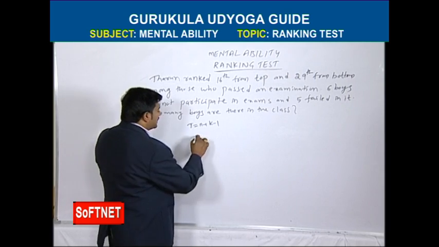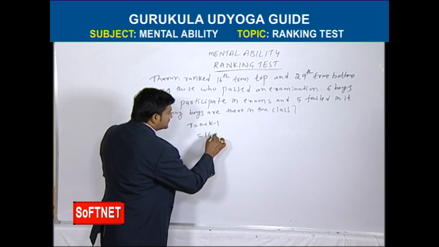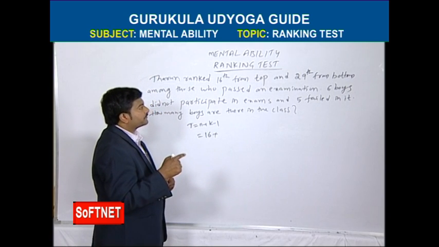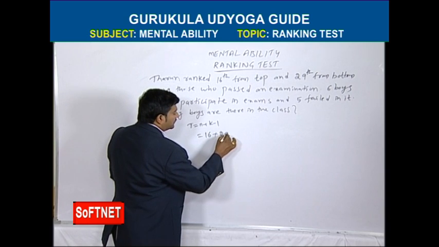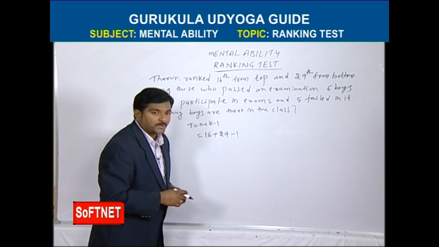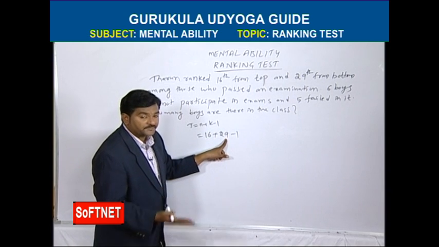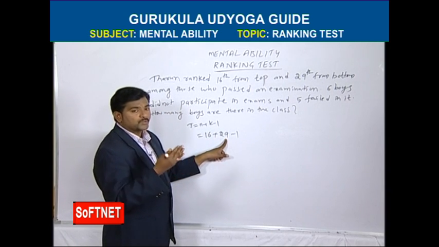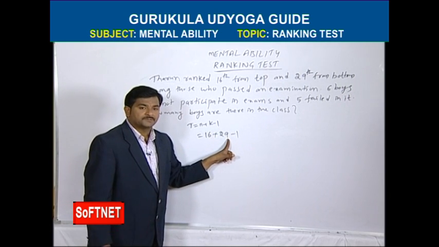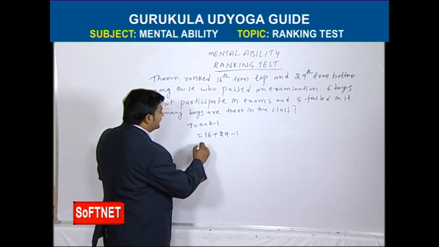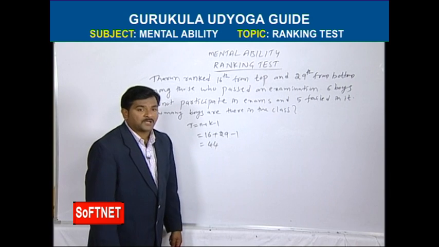Total objects. I know the position of Tarun from top, how much? 16. Position of Tarun from bottom, how much? 29th among those who passed an examination. 16th from top, 29th from bottom among those who passed. 16 plus 29 is 45. 45 minus 1, what am I getting? 44. Is it 44 total objects in that?